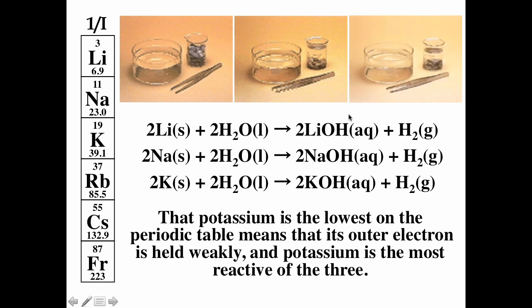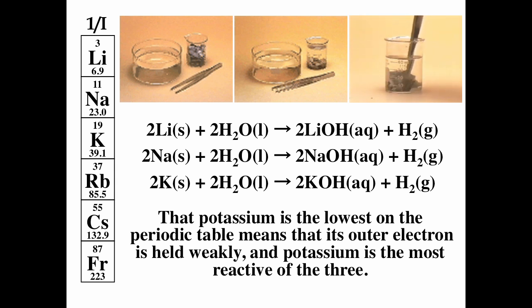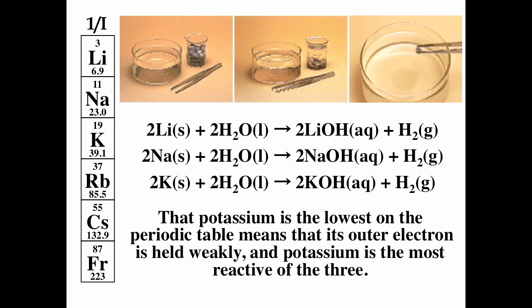Potassium is the third metal in group 1A. Lower than both sodium and lithium on the periodic table, it is even more reactive with water. The valence electron lost by potassium upon reaction with water comes from a 4s orbital. So potassium is more reactive than lithium because potassium is lower, and so it's easier for it to lose that electron based on the periodic trends.